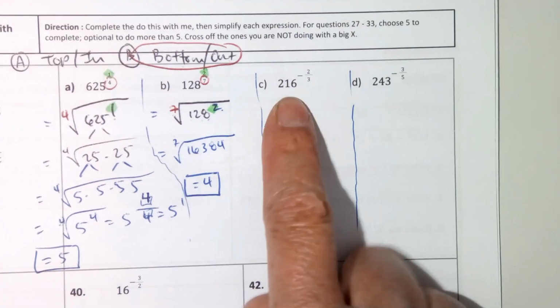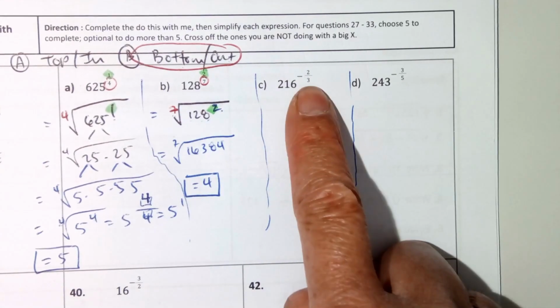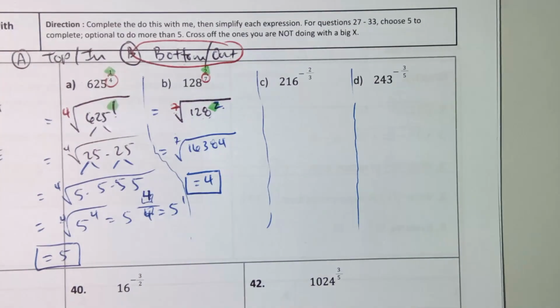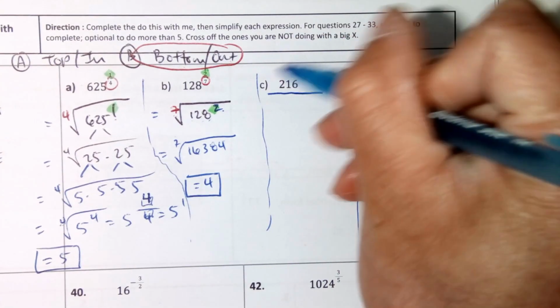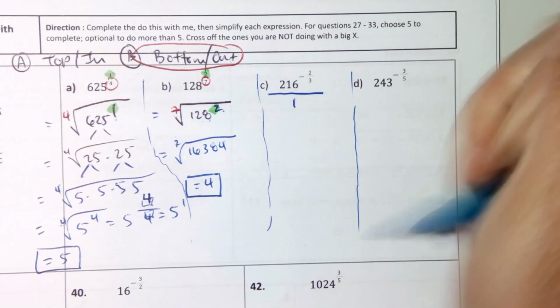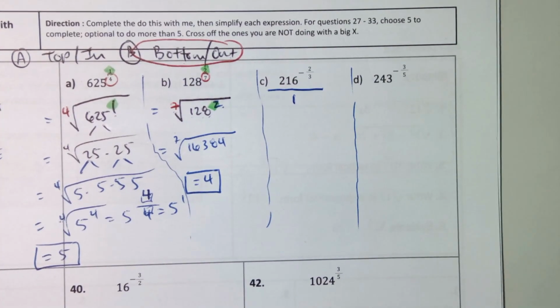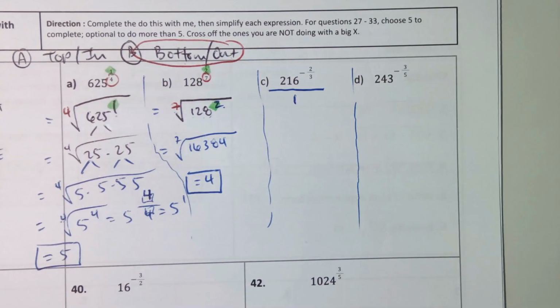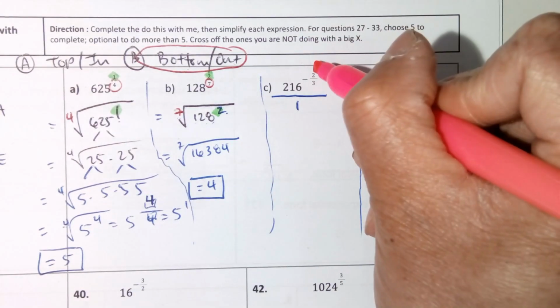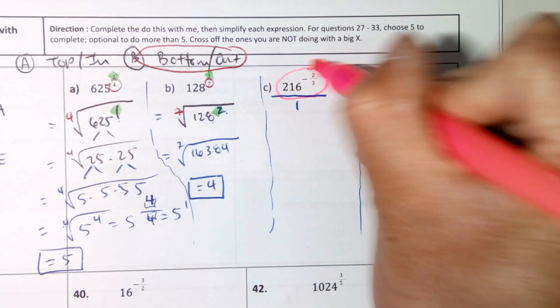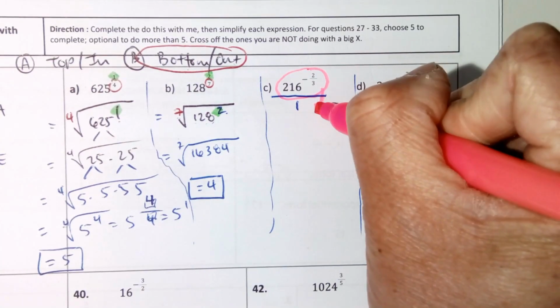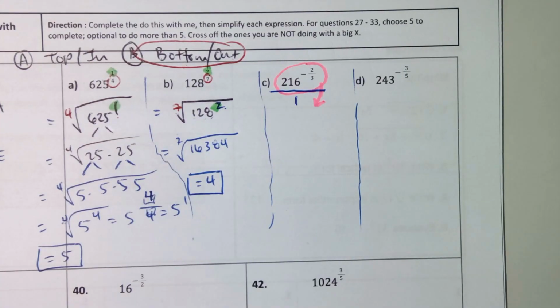Okay, let's go to example C here. I have 216 to the negative 2/3 power. Automatically, anytime you see a negative exponent, you want to put it over 1. See a negative, basically make a house, upstairs, downstairs. Now this expression with the negative exponent is actually going to go downstairs.